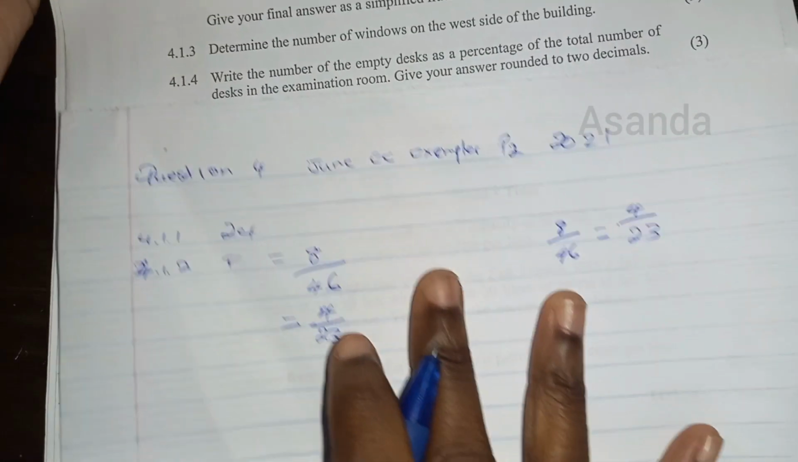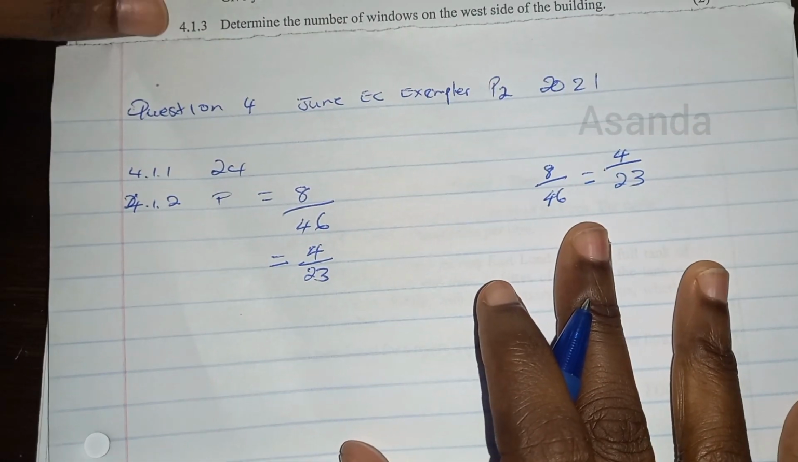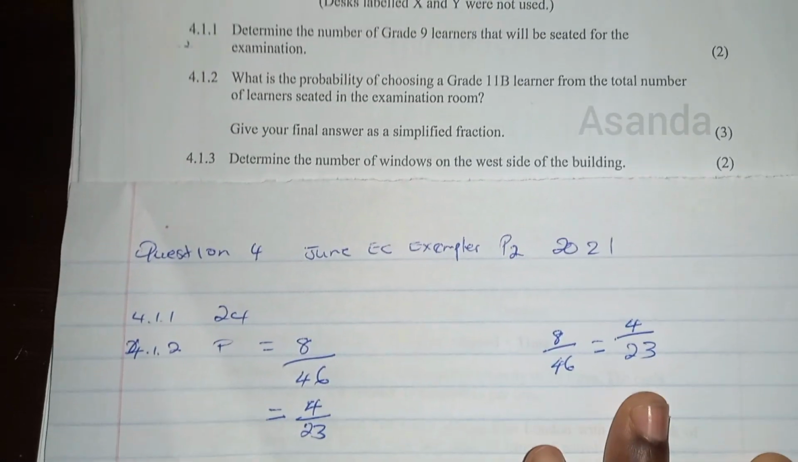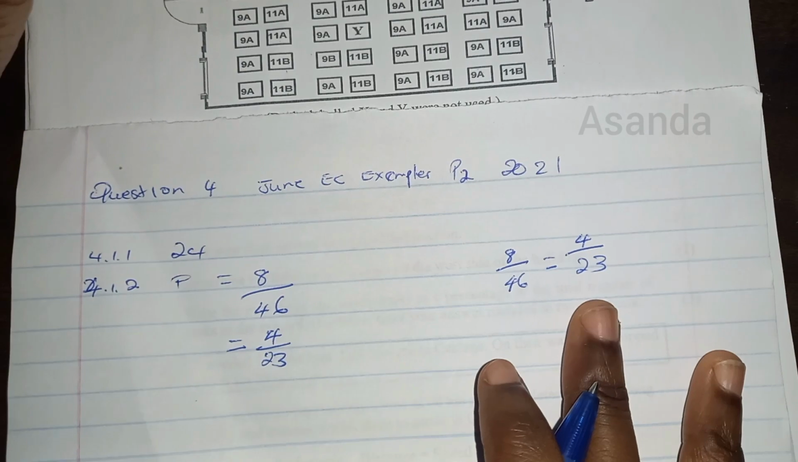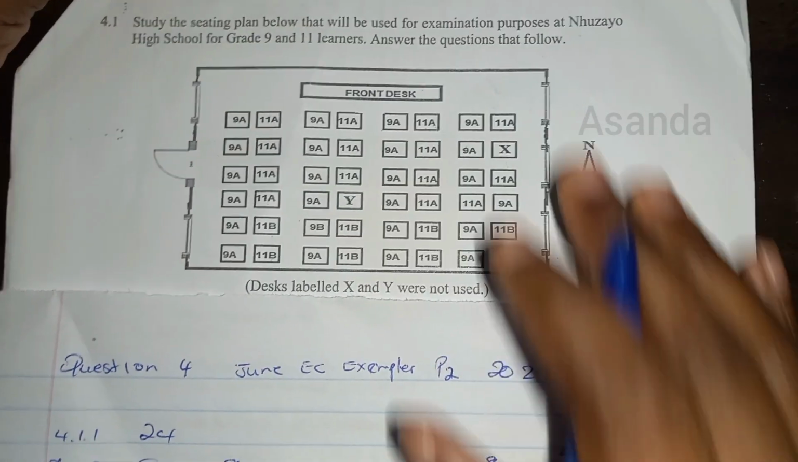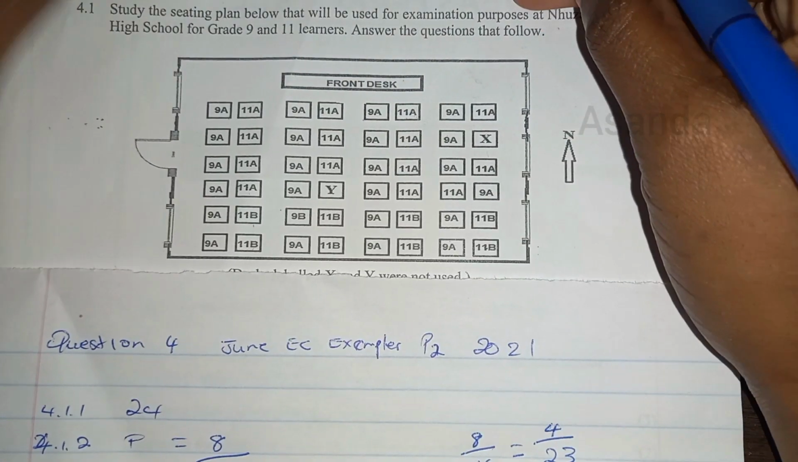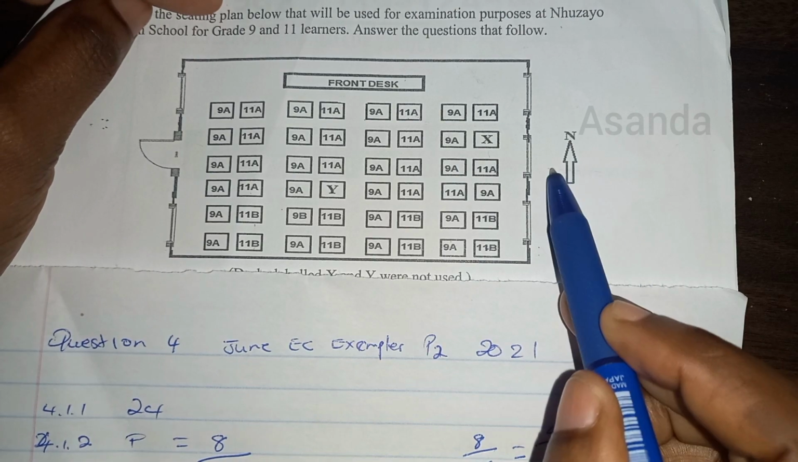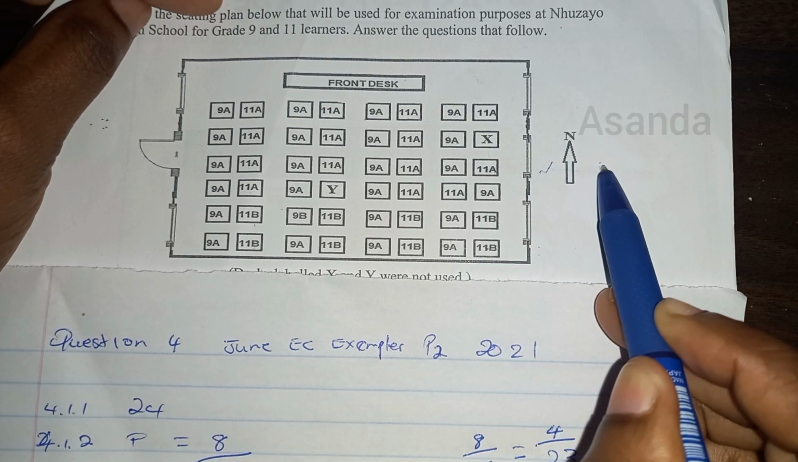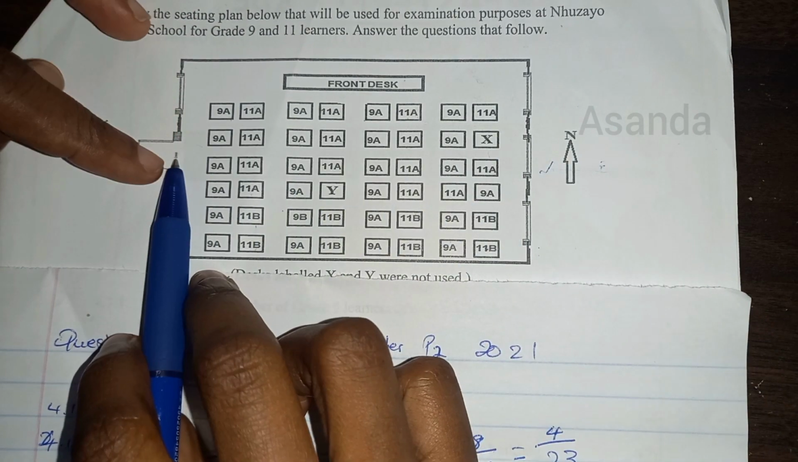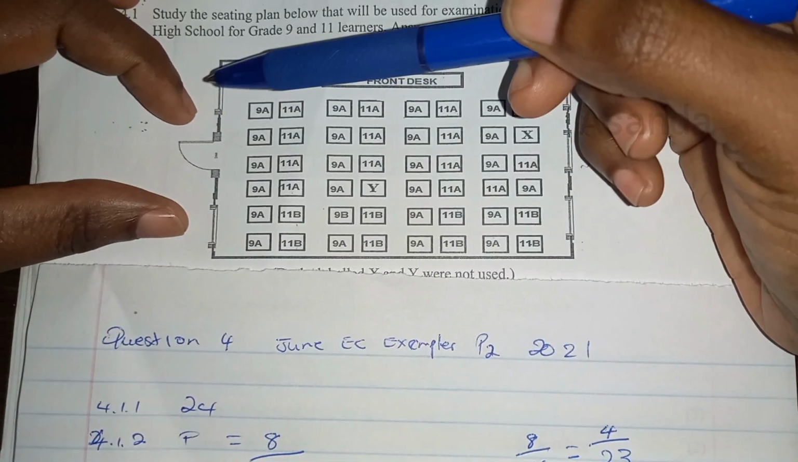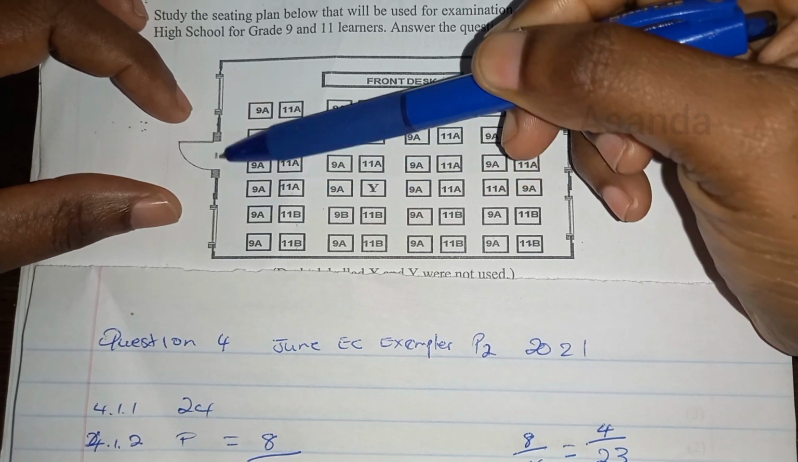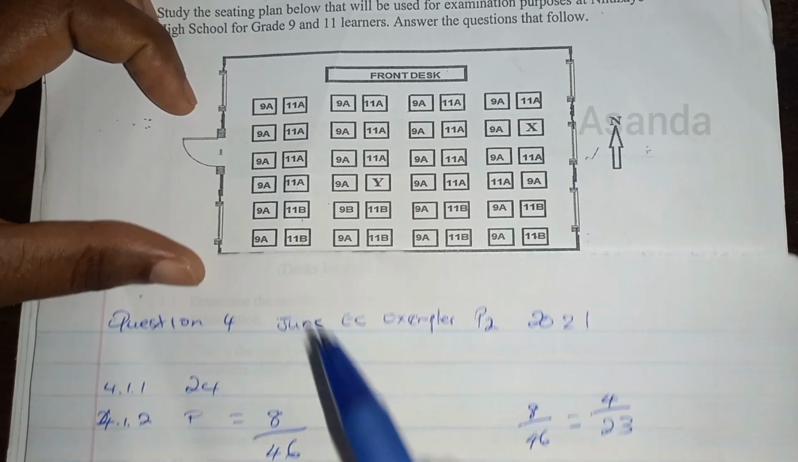And then we're going to go down and say determine the number of windows on the west side of the building. Okay, we have the building here and north is up, therefore west is the left side and east is right. So we are going to come this side and see the windows on the west side. So that's 1 window, that's 2, that's a door. So we have 2 windows here.